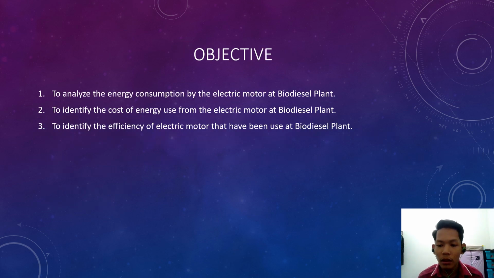The objectives of this experiment: first, to analyze the energy consumption by electric motors at the biodiesel plant. Second, to identify the cost of energy used by electric motors at the biodiesel plant. And thirdly, to identify the efficiency of the electric motors that have been used in the biodiesel plant.